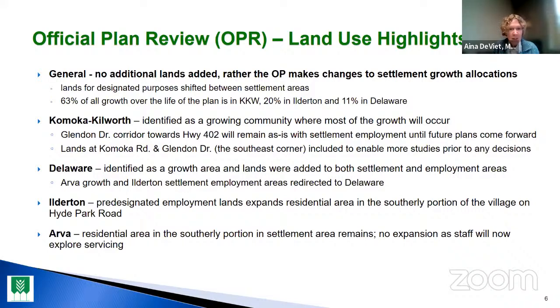Now in Elderton, as I noted, the lands that were designated as employment back in 2010, when we were doing the previous official plan review, those lands were redesignated to Delaware, as I mentioned, and then the southerly portion of the village on Hyde Park Road is going to be where the residential expansion in the area will occur. In Arva, residential area in the southerly portion of the area remains, but as I said, no expansion will happen there as staff will now continue to look into servicing and what can be done there going forward.